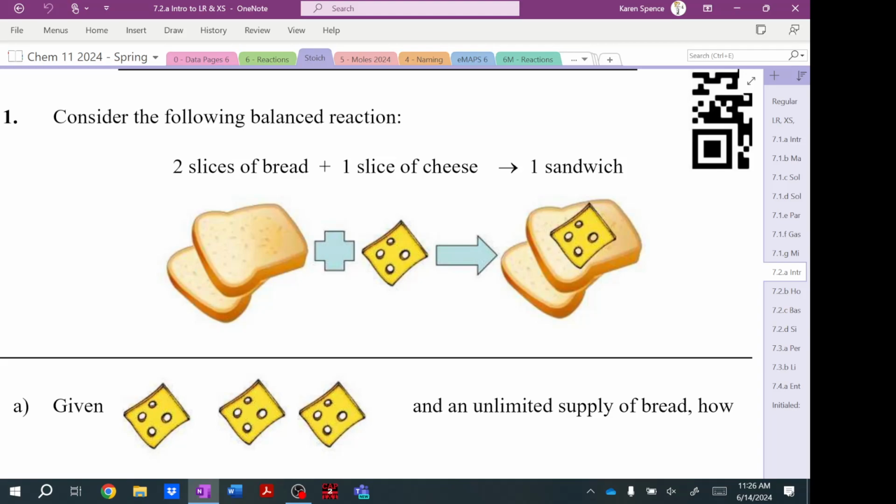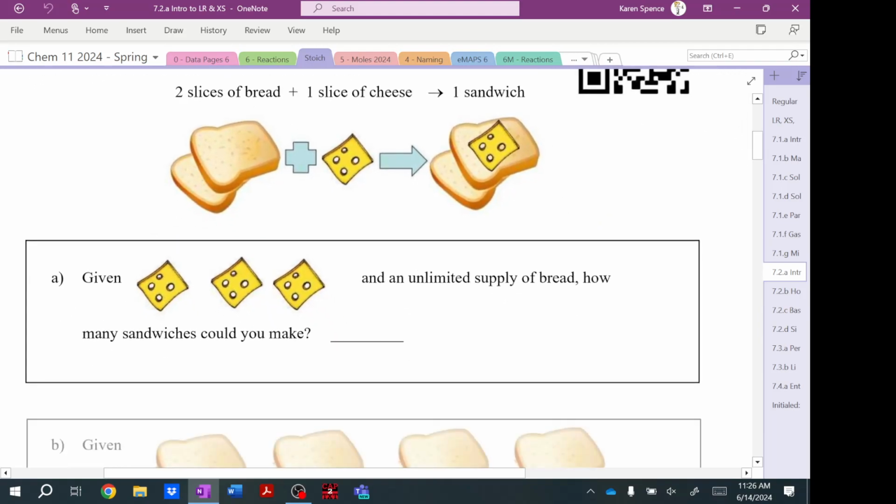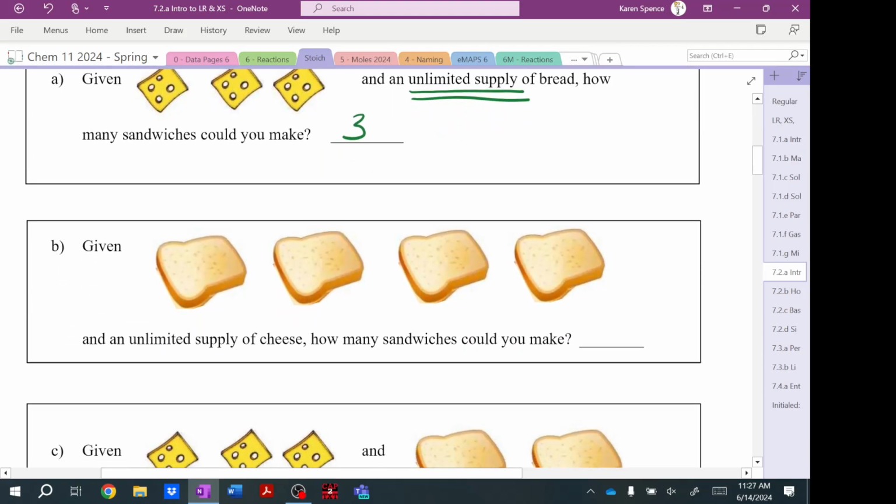Okay? Now, what if I gave you 3 slices of cheese and an unlimited supply of bread, as much bread as you could ever need? How many sandwiches could you make? 3. Don't you like this so far? Pretty easy, yes? If I gave you 4 slices of bread and an unlimited supply of cheese, how many sandwiches could you make? 2.